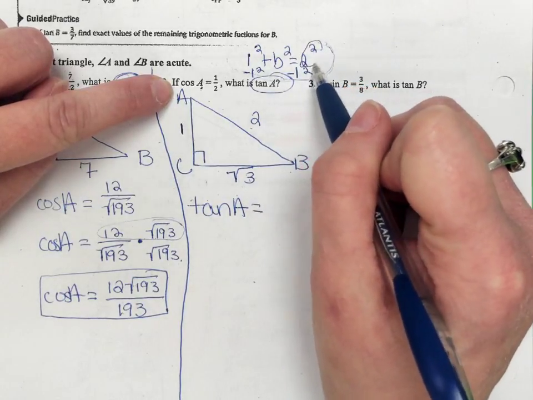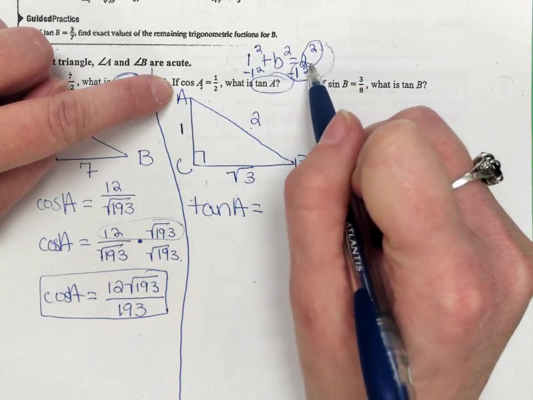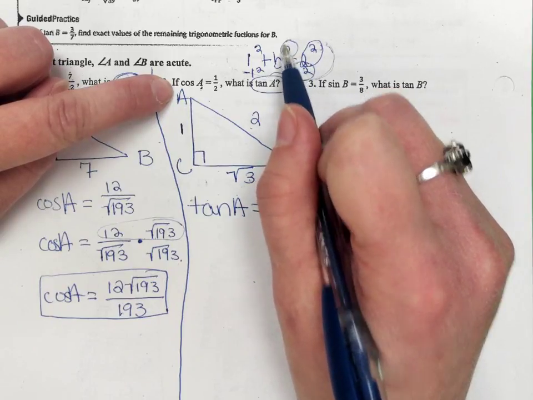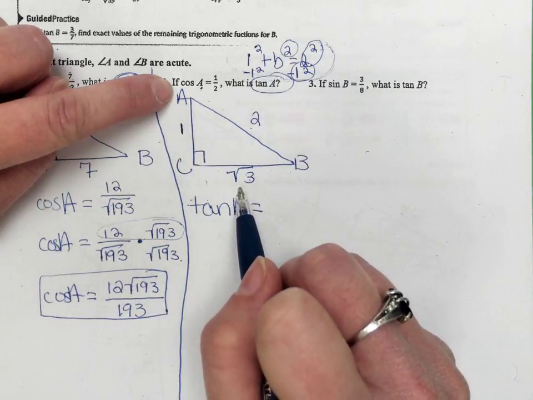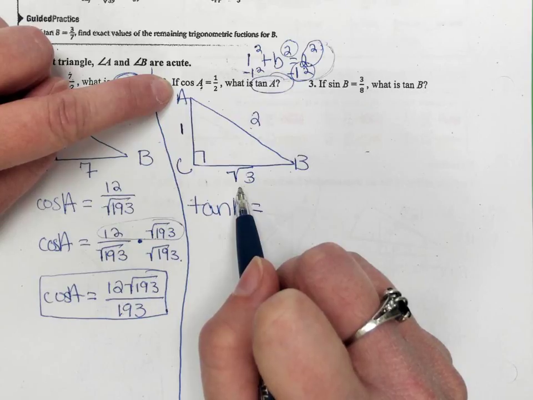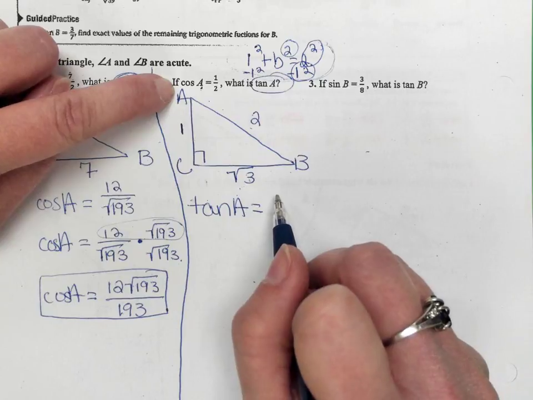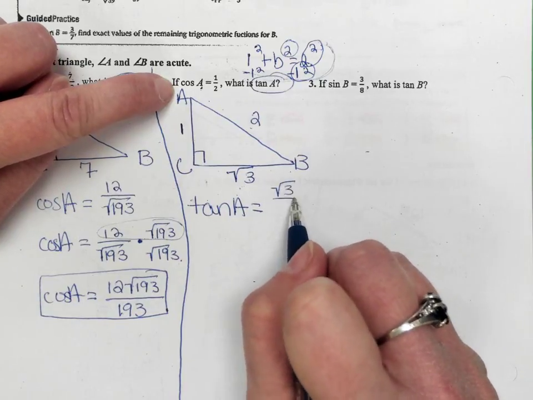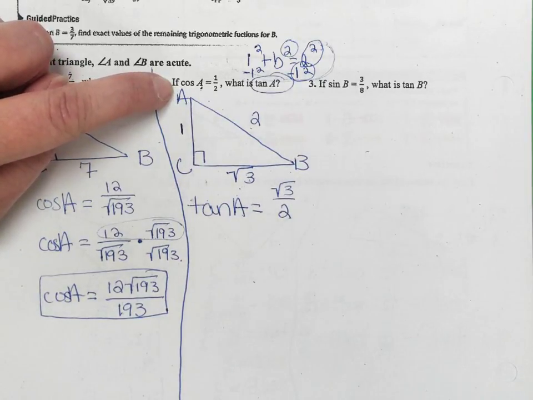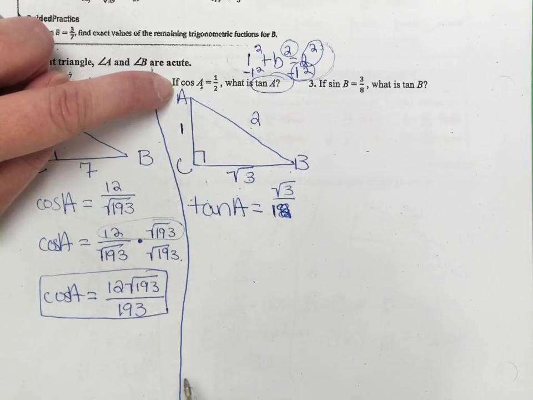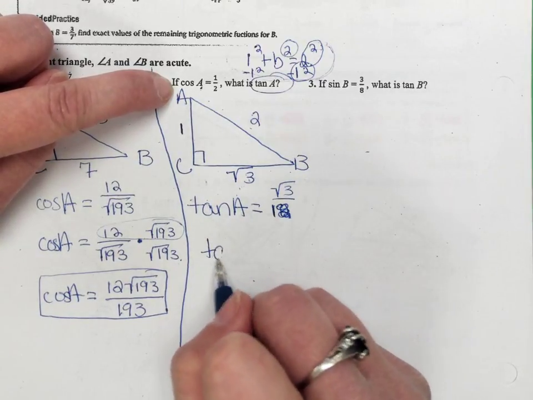What's 2 squared? What's 1 squared? What's 4 minus 1? 3. Now how do you get rid of the square? You square root. That's how I got square root of 3. Okay, what is tangent? Opposite over adjacent, okay? Sorry. Okay, so what is that answer? Just square root of 3.